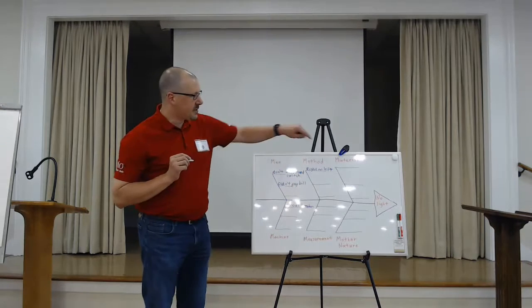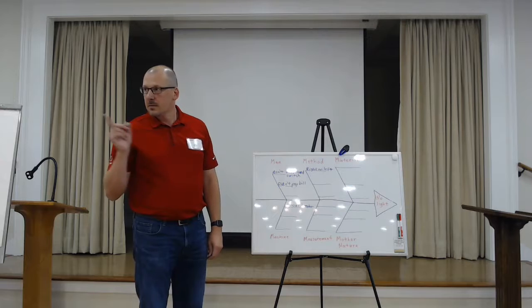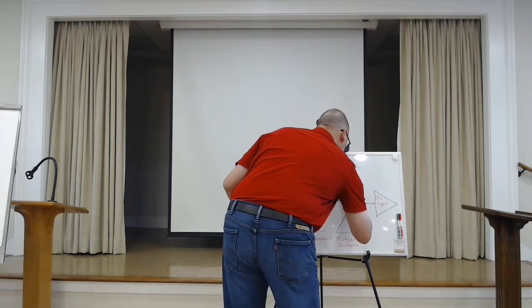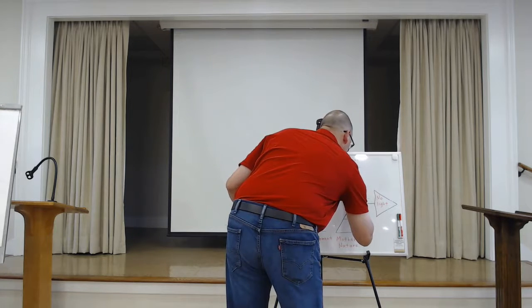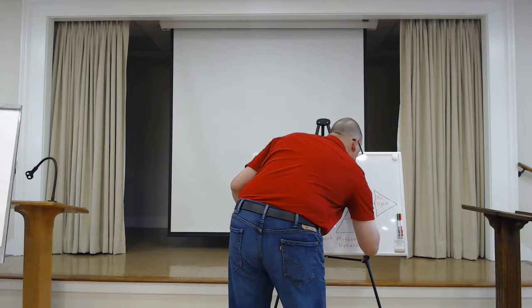What kind of material do we have? Maybe there's a wire that's burned out. There's a bad wire. Bad switch. The light bulb, the light itself. Bad light bulb.